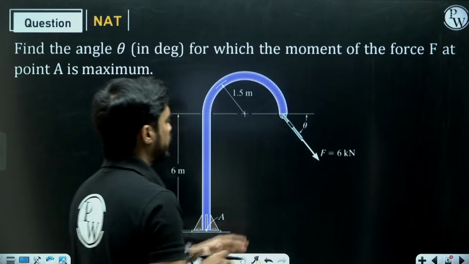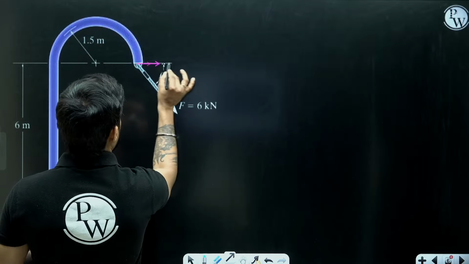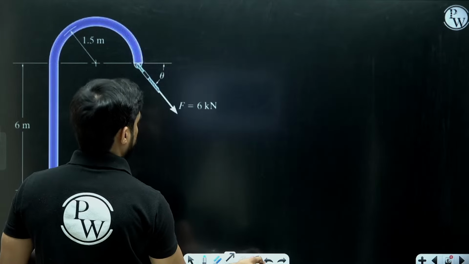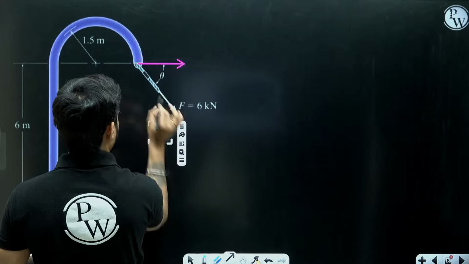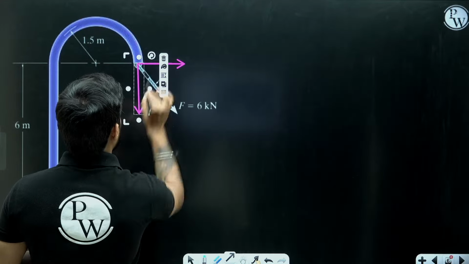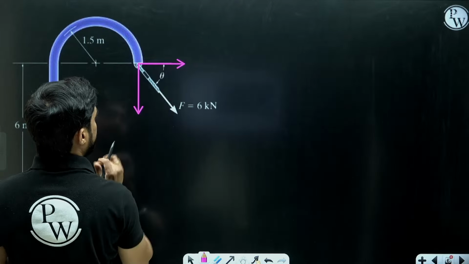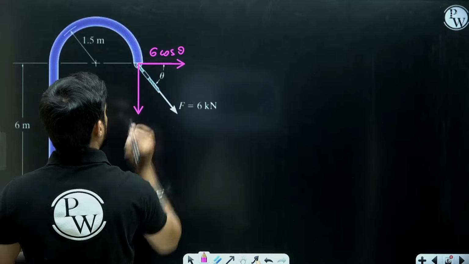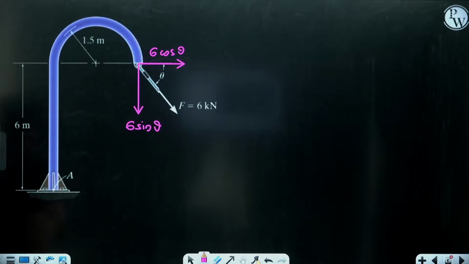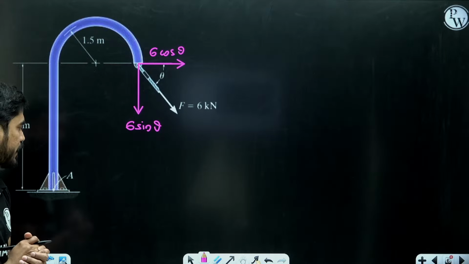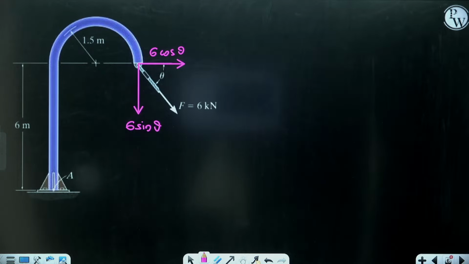First, we are going to resolve this force into two components. So let's resolve this force. So this is going to be the horizontal component. Let me make it a bit thicker. Yes, now it's perfect. And this is going to be the vertical component. What will be the horizontal component? As it is making angle theta with the horizontal, it will be 6 cos theta. And what will be the vertical component? It will be 6 sin theta. Now what we are going to do is, we are going to find the moment of these two components at point A. So we will get the equation of moment in terms of theta.